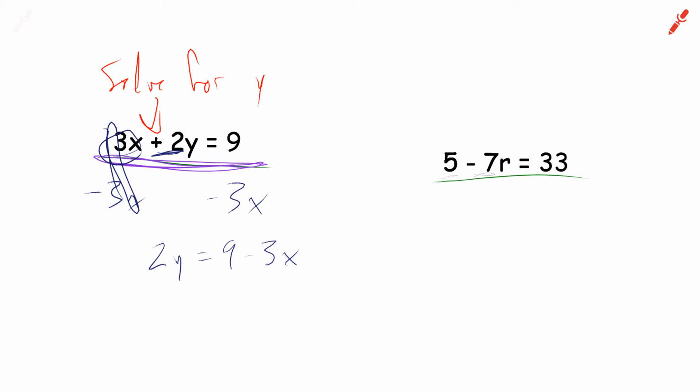So now I'm going to go ahead and look at the next step. And the next step is to divide both sides by 2. Divide by 2, divide by 2. Because it's a literal equation, I'm not going to worry about simplifying it. I'm going to write it as divide the whole thing by 2. Those 2's cancel. I get y equals 9 minus 3x over 2.